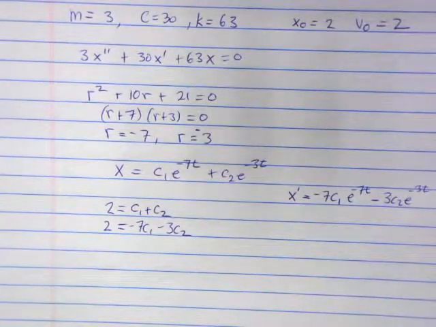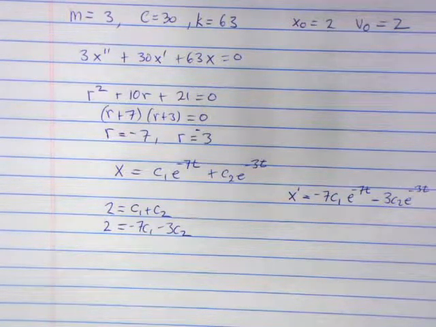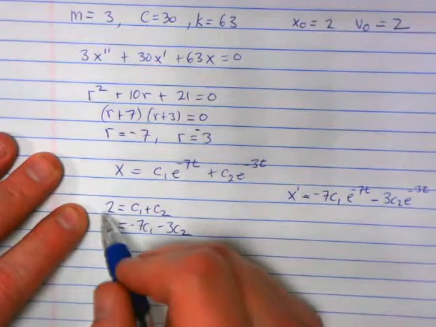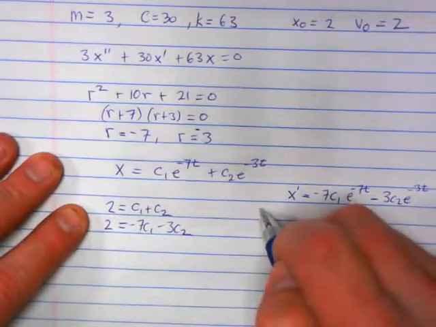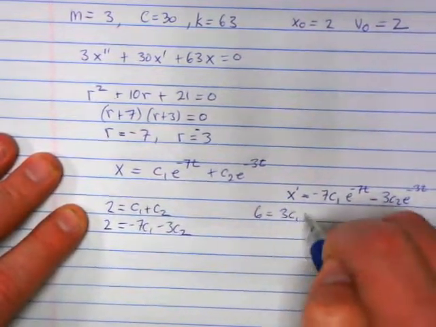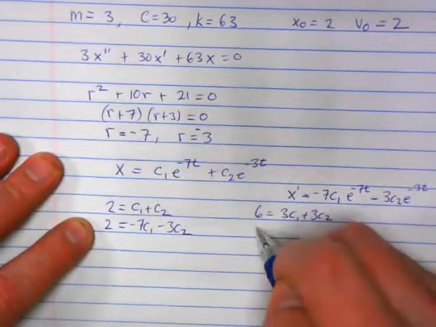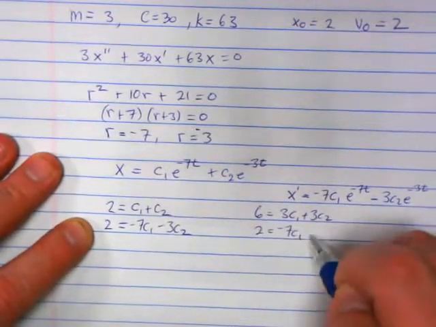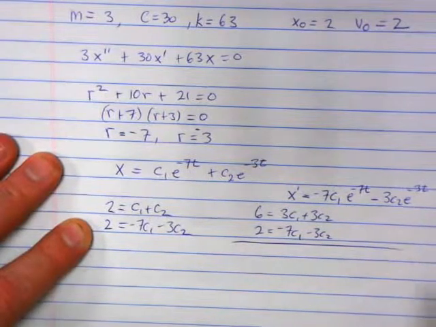Or you could just do the matrix, right? I could at this point do a matrix. Multiply the top by 3. I think it's almost easier to do it by hand, but absolutely I could use a matrix. I'm going to do it by hand because my calculator is way over there and I don't want to walk over there and get it. I would multiply this top one by 3. 6 equals 3C1 plus 3C2. 2 equals negative 7C1 minus 3C2.